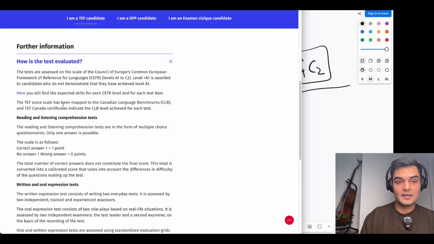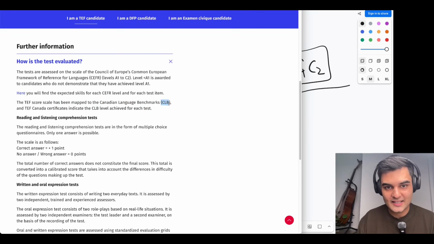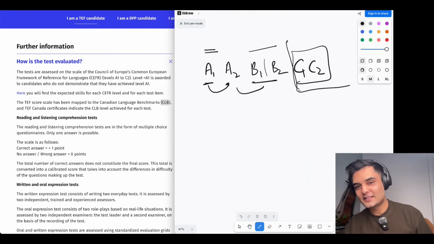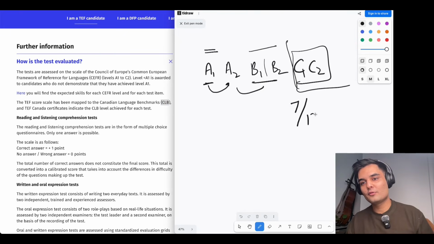The TEF score scale has been mapped to the Canadian Language Benchmarks, which is CLB. This is what you need to know. When we say that to get your PR, you need CLB 7, it is out of 12. So we have CLB 7 out of 12.